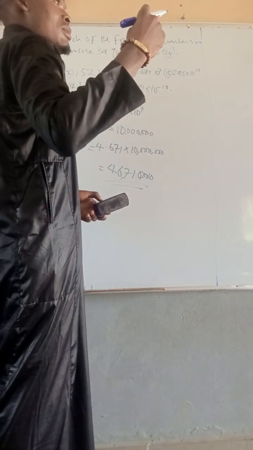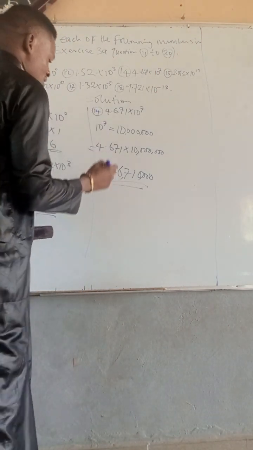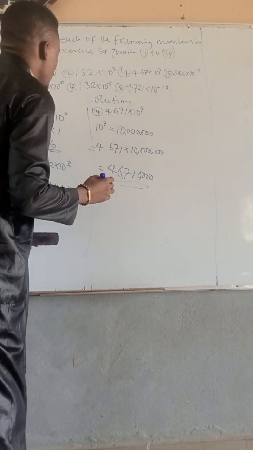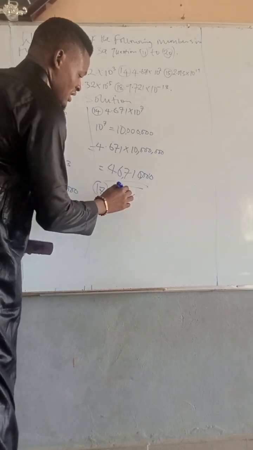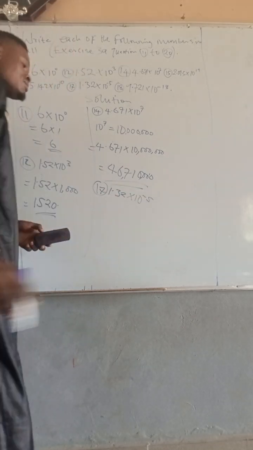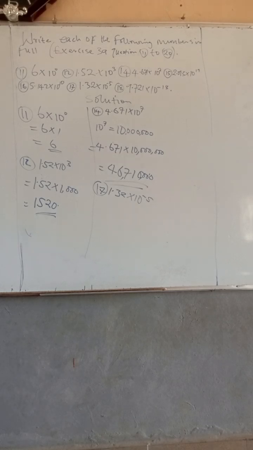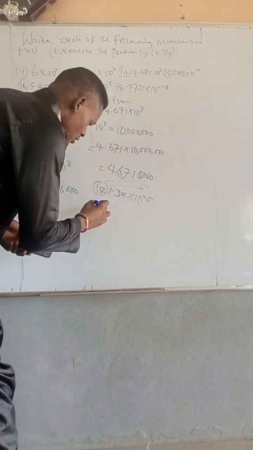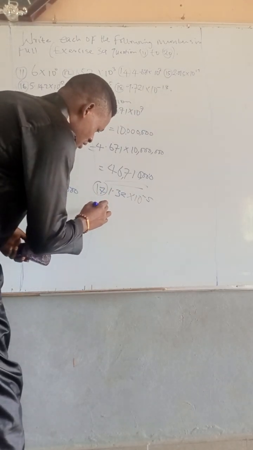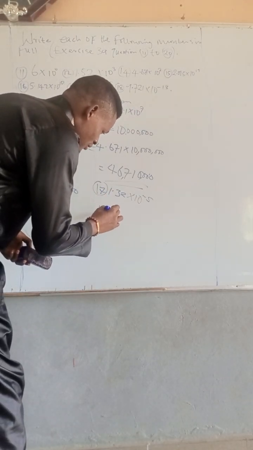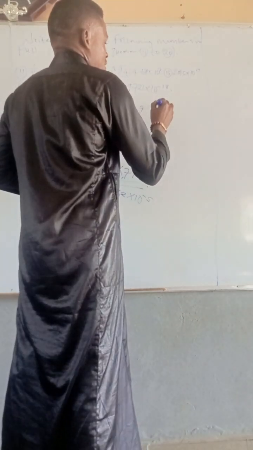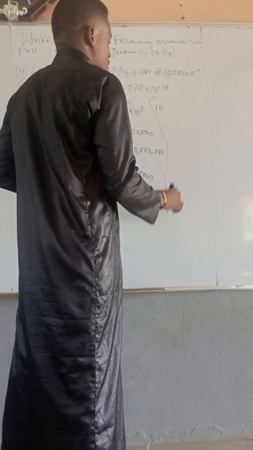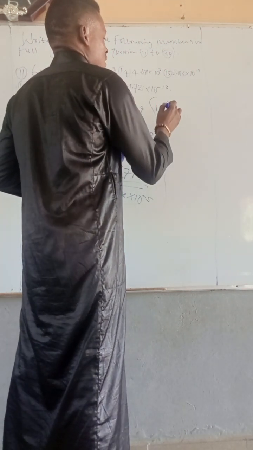So let's consider question number 17, which is 1.32 times 10 to the power of minus 5. One thing you should know is 10 to the power of minus 5. Let me explain this thing here. 10 to the power of minus 5.